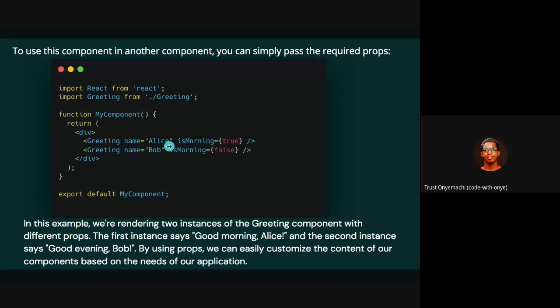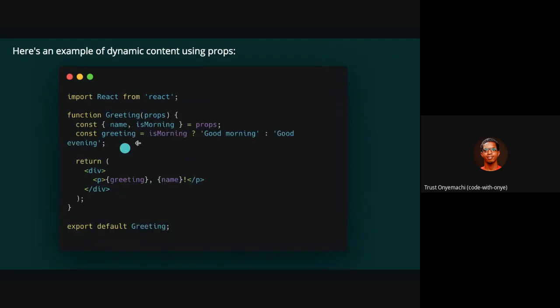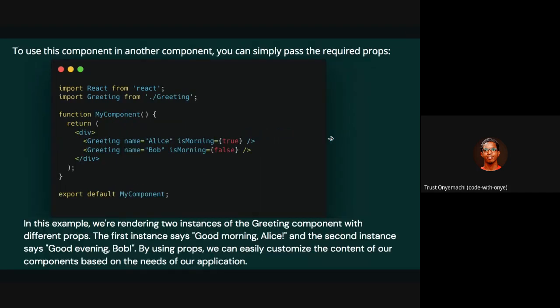So it's going to say good morning, Alice. And now Bob, it's not morning, it's false. It's going to say good evening, Bob, because Bob is not in the morning. Remember, the conditional statement here checks if the person is in the morning, and gives the person good morning. But if it's not morning, it tells the person good evening. So that is the condition shown up there.